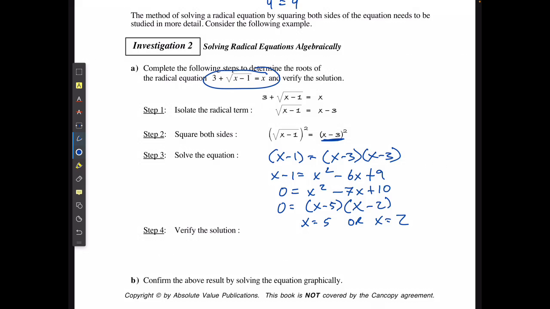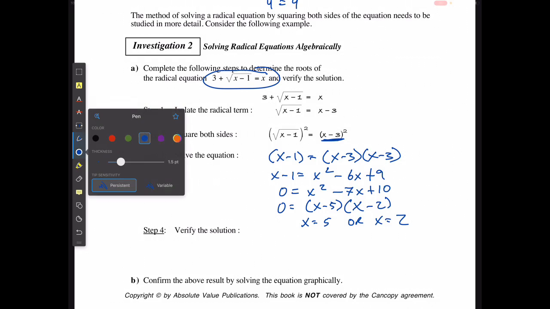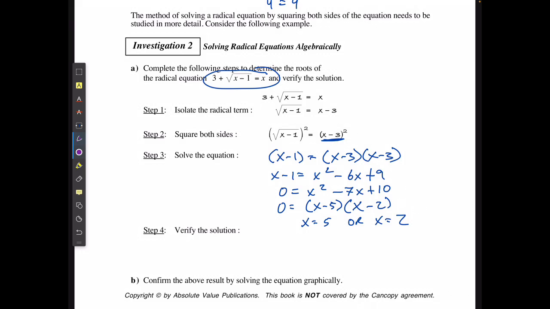Now I need to double check and see if this is true. So when I'm checking to see if it's true, I'm going to do my verification process. 3 plus the square root of x minus 1. Well, let's try the 5 first. 5 minus 1 is equal to 5. 3 plus the square root of 5 minus 1 is 4 is equal to 5, and 3 plus 2 is equal to 5. 5 is equal to 5, so that is true.